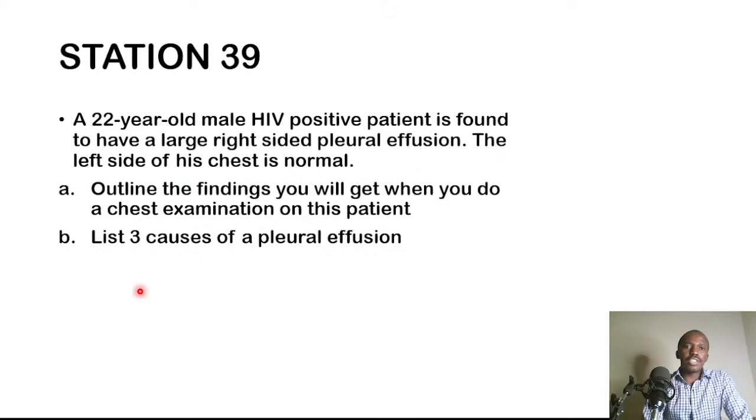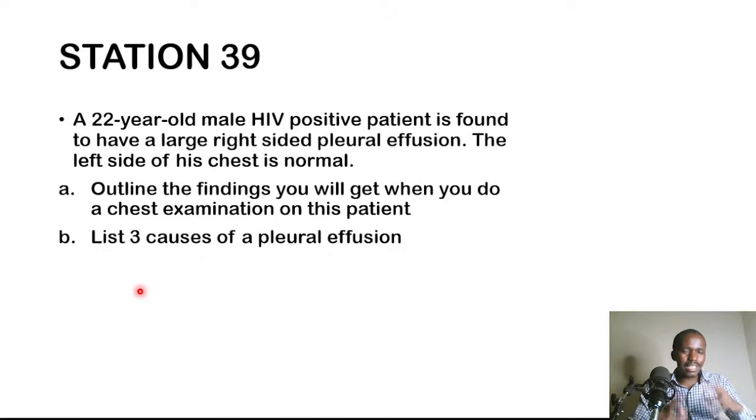Then station 39: a 22-year-old male HIV patient is found to have a large right-sided pleural effusion. The left side of his chest is normal. Outline the findings you will get when you do a chest examination on this patient. List 3 causes of a pleural effusion. Again, make a template in your head of this. I've given you a template for history. Now I want you to make a template in your head for examinations.